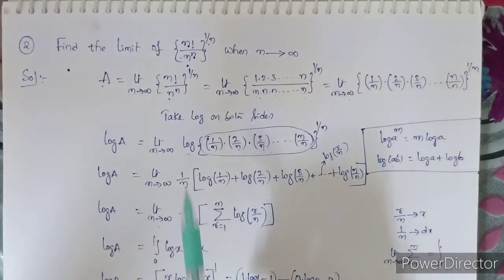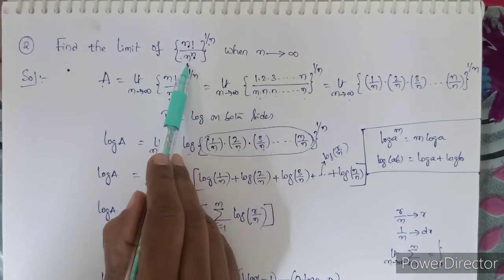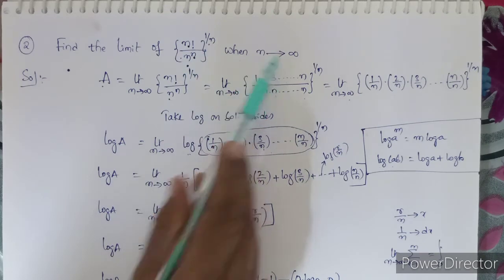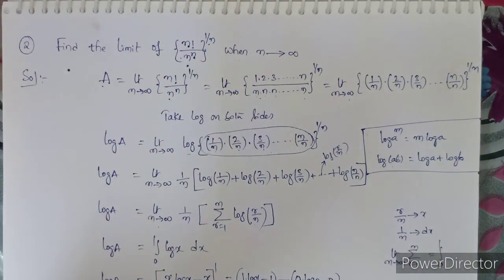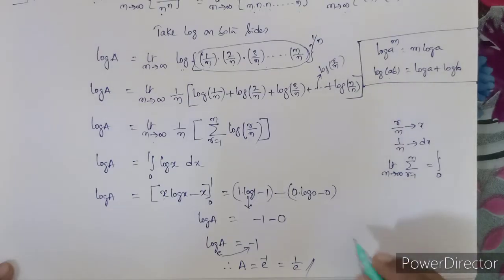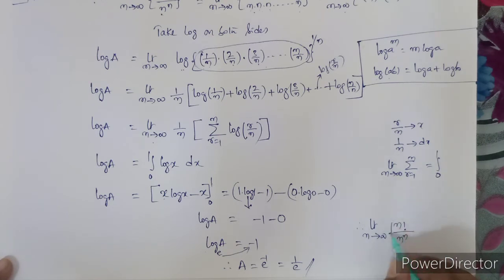Therefore, the limit of (n factorial by n power n) whole power 1 by n as n tends to infinity gives 1 by e. Therefore, limit n tends to infinity (n factorial by n power n) whole power 1 by n is equal to 1 by e.